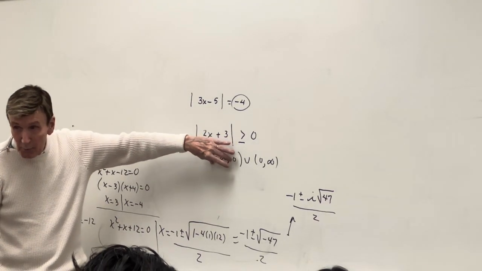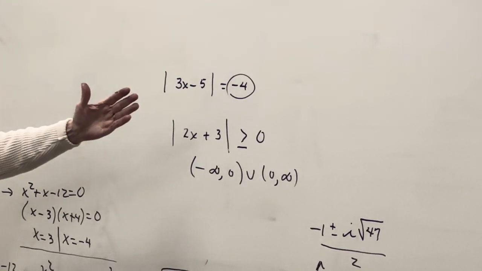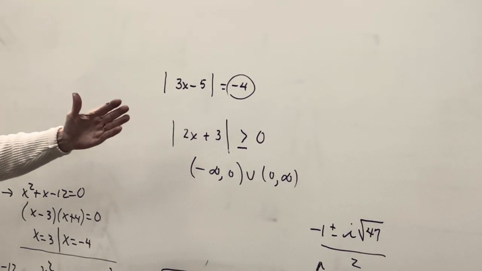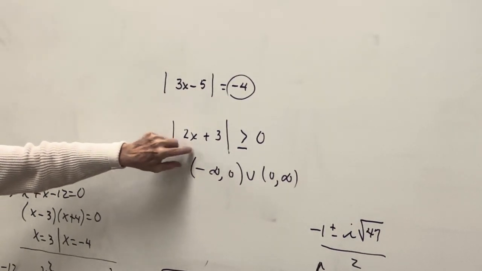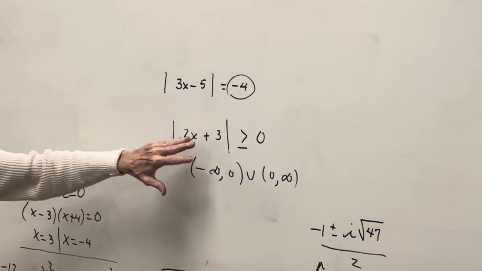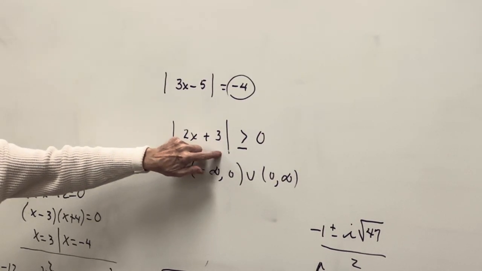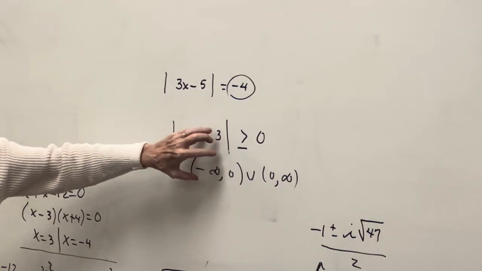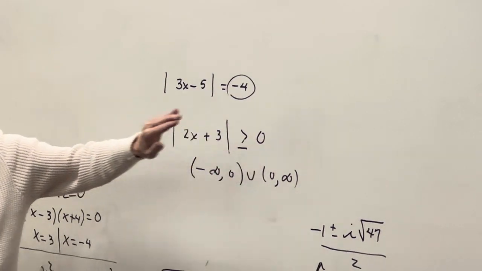We'll choose right quick again, a number down here. Negative infinity up to 0, we'll just choose, guys, lots of numbers down there, an infinite number of numbers. I'm going to choose -10. -10 is in here. If I replace x by -10, will that satisfy the inequality? 2 times -10 is -20. -20 plus 3 is -17. The absolute value of -17 is 17. Is 17 greater than or equal to 0?